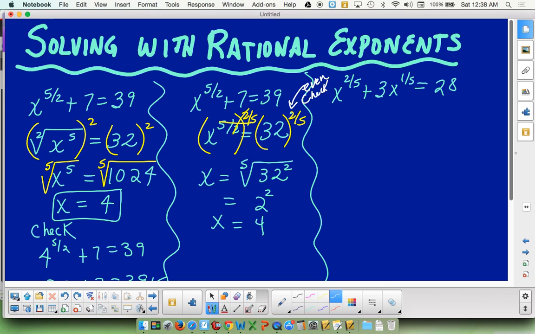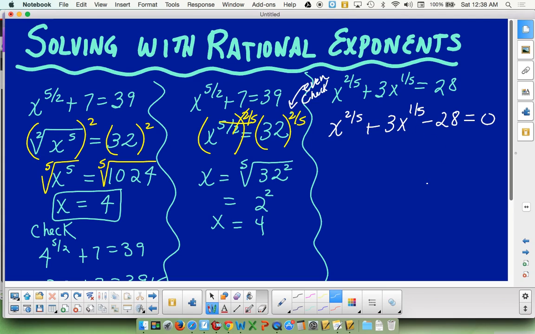Now, some of them, you'll notice this just had one x to a fraction power in it. Some of them will have more than one x. But they're going to be in what we call quadratic form. They follow the pattern of a quadratic equation. You're going to want to set these equal to 0. And let me do that so you can see the pattern here. Minus 28.